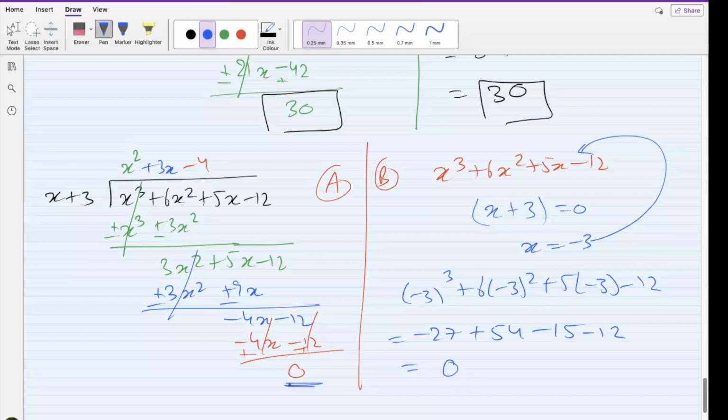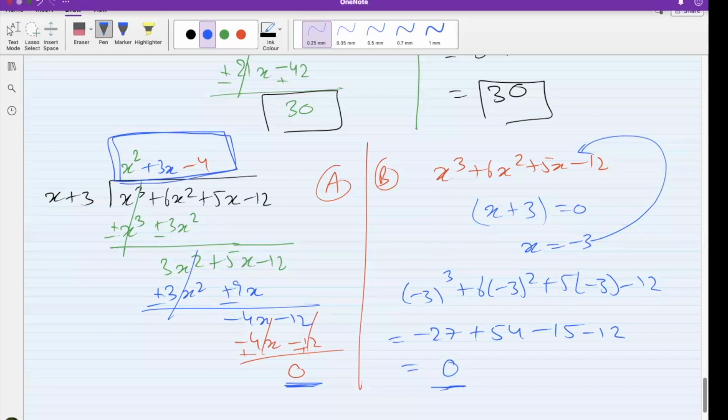So you see, both the methods leave the same answer. That depends. If the examiner is asking about the quotient, then we do not have a choice. If he's asking about the remainder, we can straight away put the value of x in that.